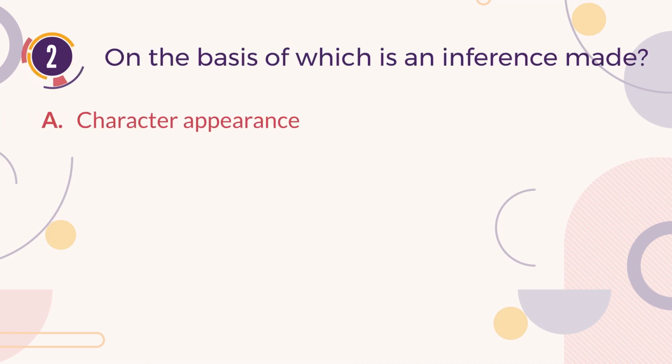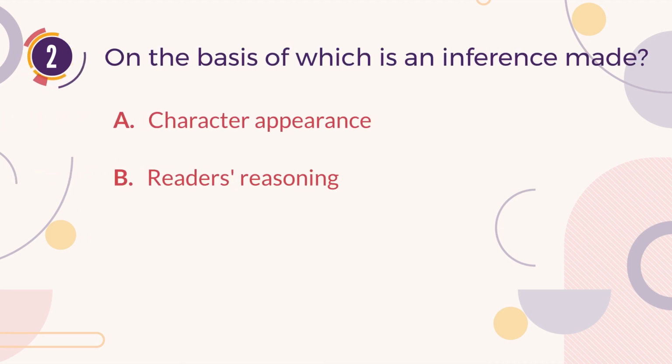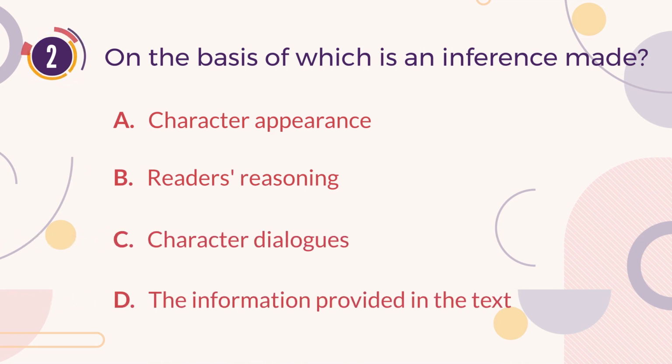Number 2. On the basis of which is an inference made? A. Character appearance. B. Reader's reasoning. C. Character dialogues. D. The information provided in the text.